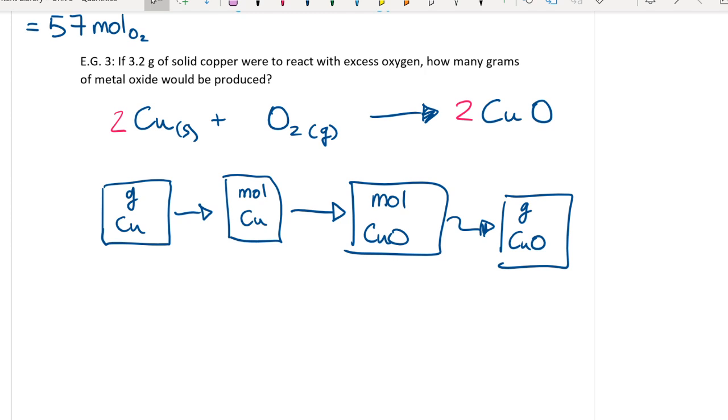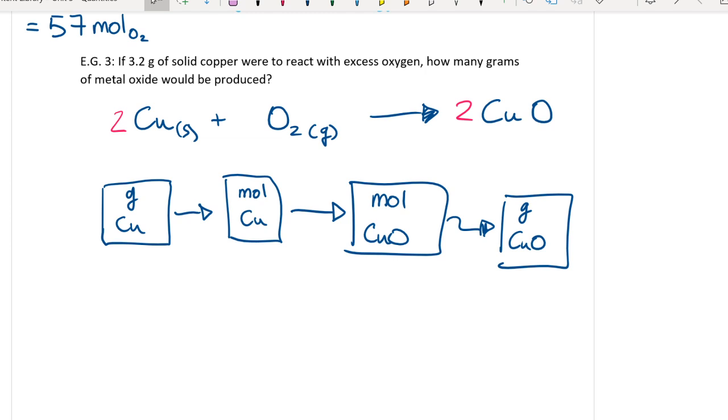That's okay. Put grams of copper here. Yeah, put grams of copper. That's good. Okay, now multiply by a fraction. We're always going to multiply by a fraction.